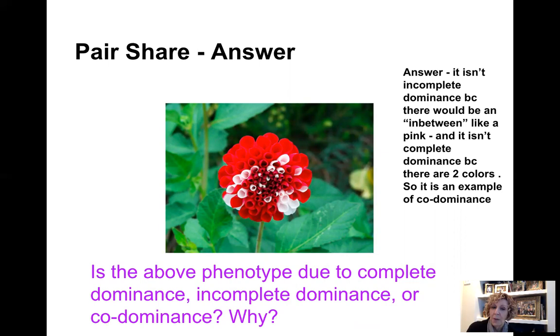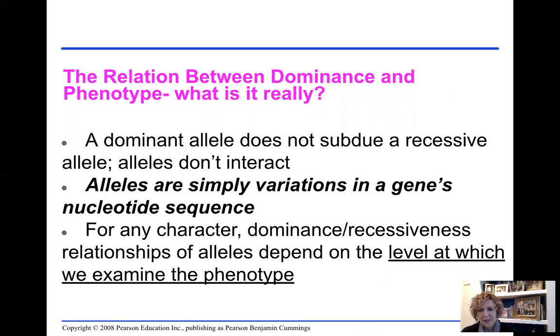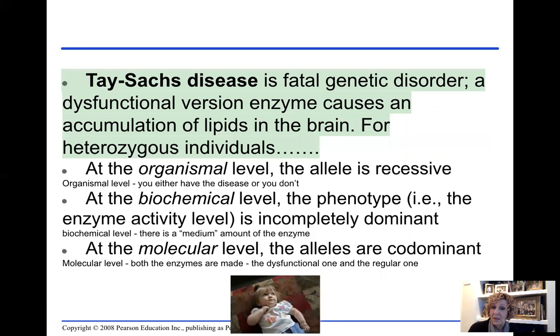So what is the relationship between dominant and recessive alleles really? It's not like they duke it out in your body and one of them's dominant, right? So remember that alleles are simply variations of the gene's nucleotide sequence. It's just a variation in the code in the gene. And so depending on which level of organization you look at, the relationship of the alleles is going to be different. So this is really hard for students to understand. So hopefully you'll really focus on this and try to understand this.